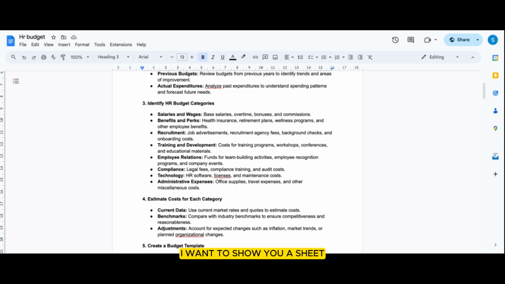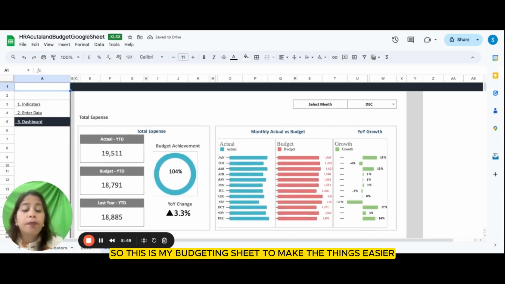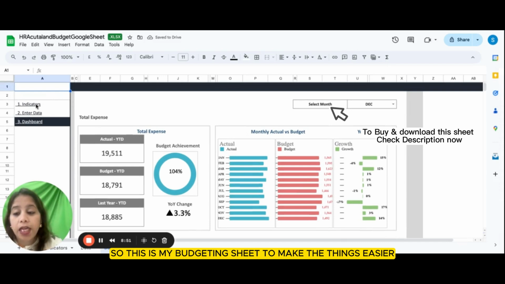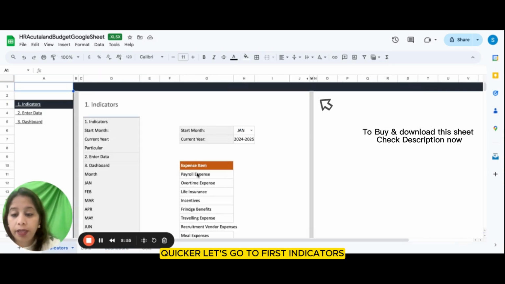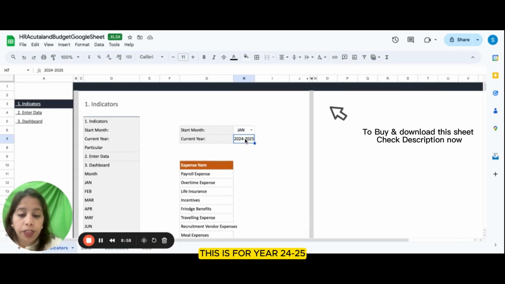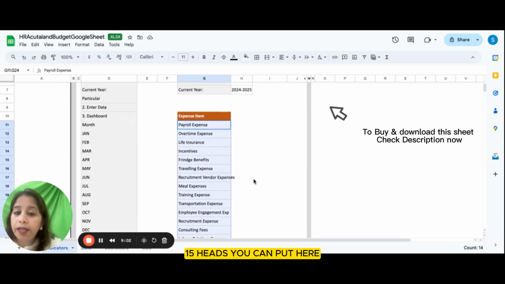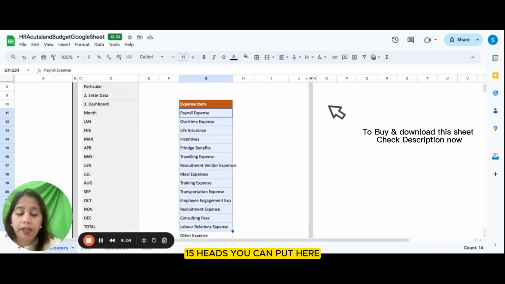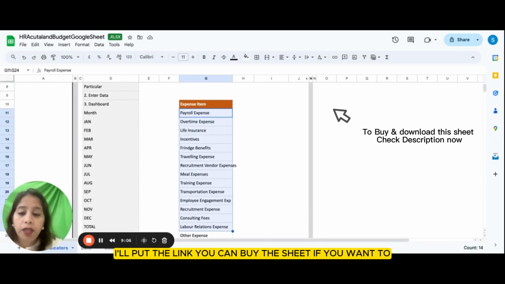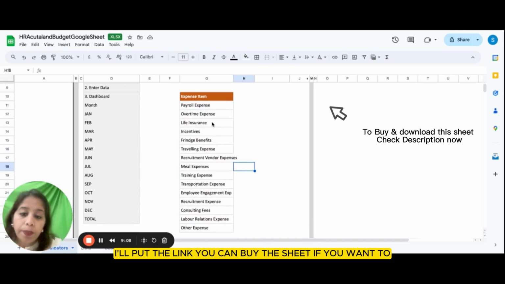I want to show you a sheet. Okay, so this is my budgeting sheet to make things easier, quicker. Let's go to the first indicators. This is for year 24-25. 15 heads you can put here. I can share the sheet with you. I'll put the link. You can buy the sheet if you want to.